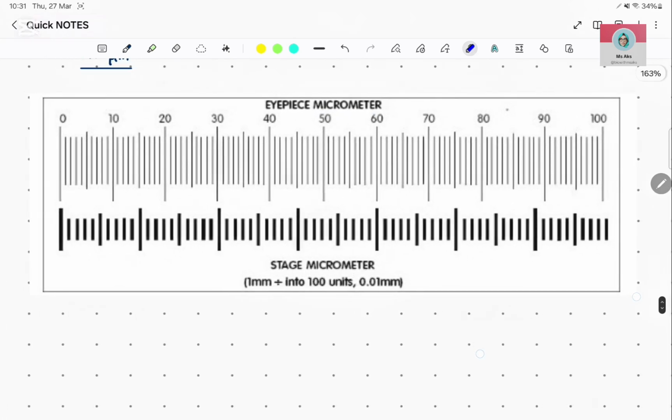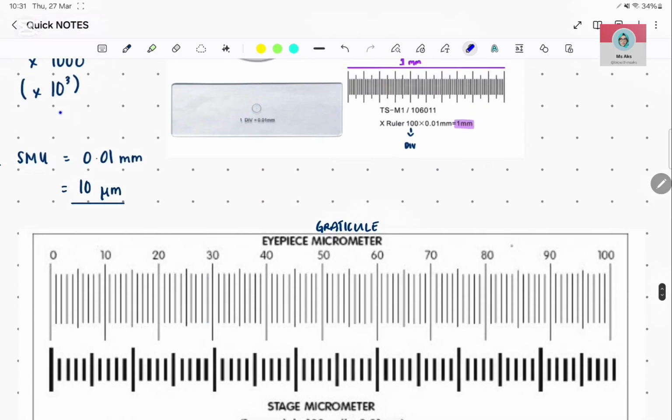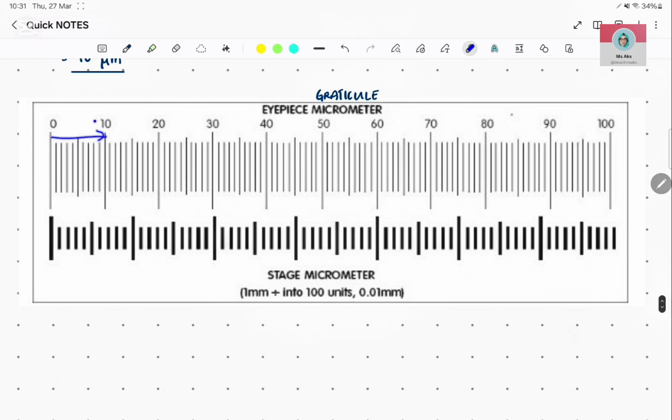Now, don't panic. I know that you noticed that there's 100 here, but in the earlier picture I used 0 to 10. It's okay. You can just use the numbers and read it accordingly. For this particular eyepiece graticule, it has 0 to 100, which makes it easier. It means 10 eyepiece units, 20 eyepiece units, 30 eyepiece units. Unit or division, whichever you're comfortable with can be used.